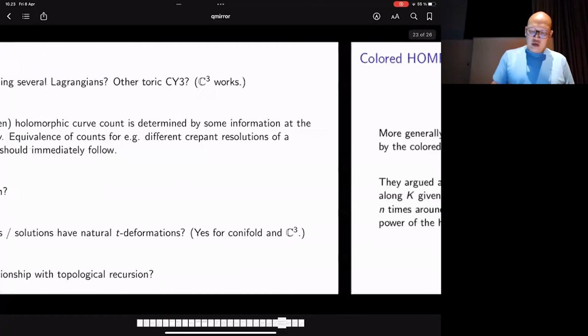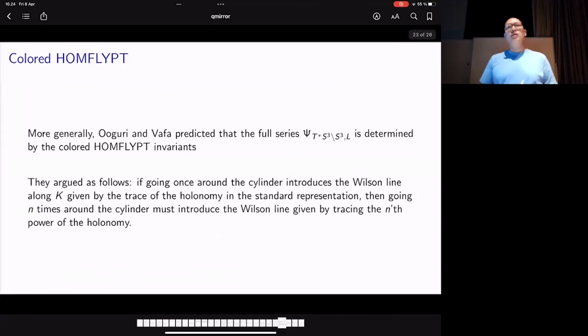Okay, so I have a few minutes left, so I will now explain how you prove this Aganagic-Vafa conjecture with all colors. Let me explain how they thought about it. The point is, maybe you know, they thought, and by now we know in mathematics, that a single covered cylinder corresponds to introducing the Wilson line into the Chern-Simons theory of its boundary.